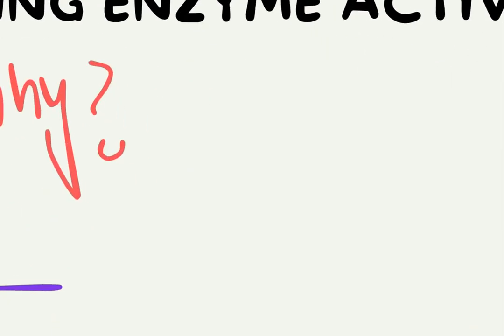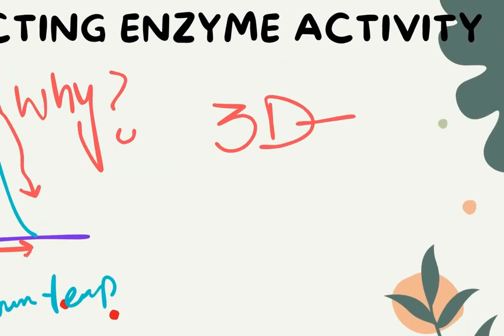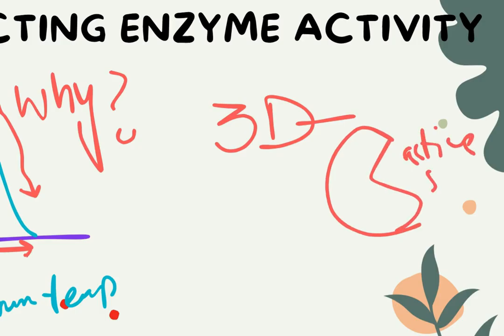Well, that is because I told you guys yesterday that enzymes have a 3D shape, right? And enzymes have something called an active site. That active site is very sensitive to temperature changes, which means that if I increase the temperature from the optimum temperature of the enzyme, okay, optimum temperature is the temperature at which the enzyme is working at its max rate, it's working at its best rate.